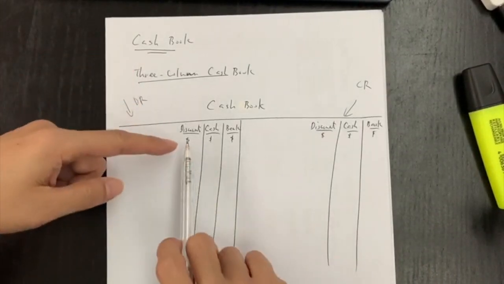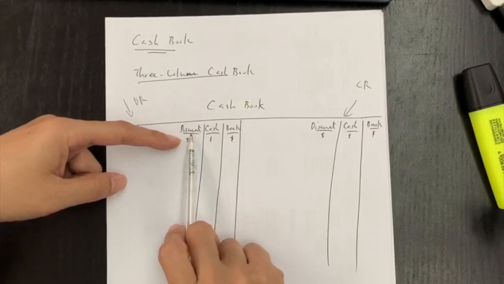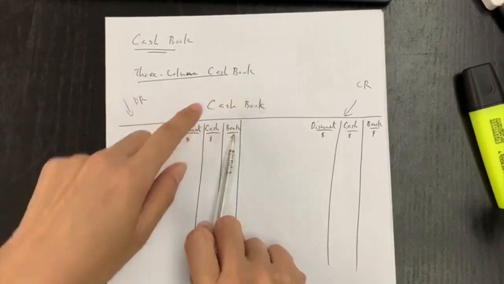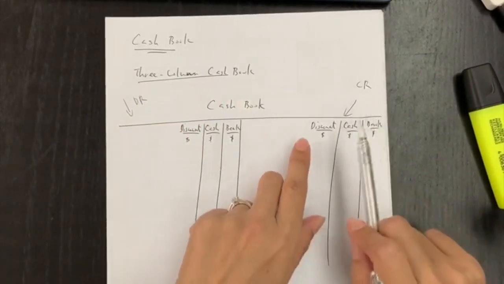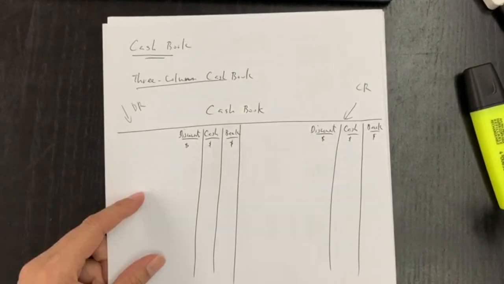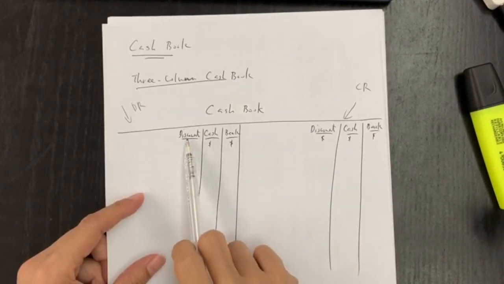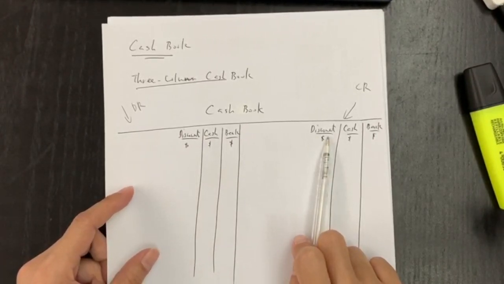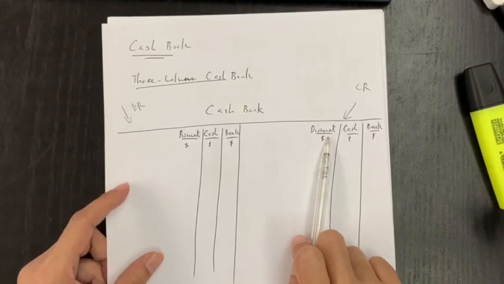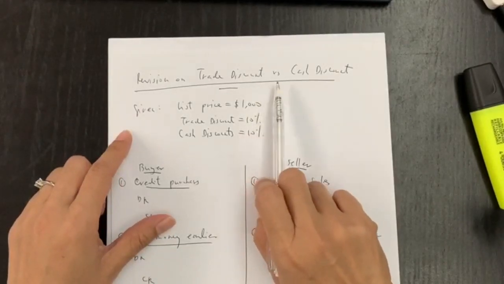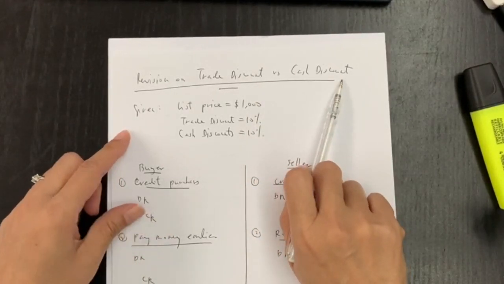What does it mean 3 columns? You see on the debit side, we have discount column, cash column, bank column. So we call that 3-column cash book. And also on the credit side, we have 1 column for discount, 1 for cash, and 1 for bank. All right, but to explain this discount and this discount to you, we need to do some revision about the things that you have learned in the first term. Okay, so here is the revision on trade discount and cash discount. Do you still remember this?